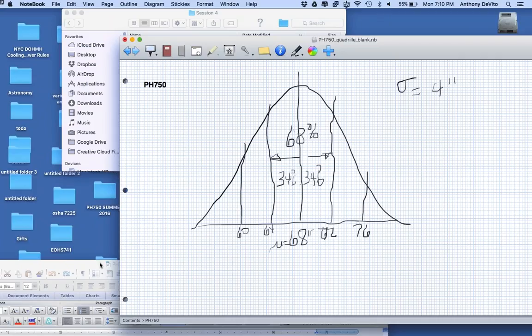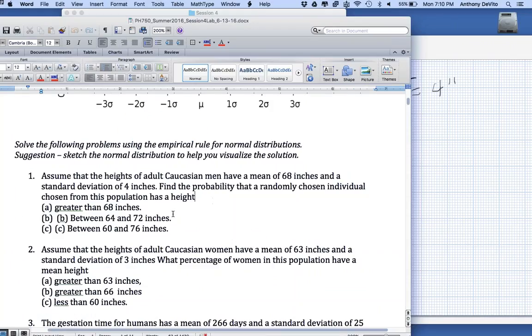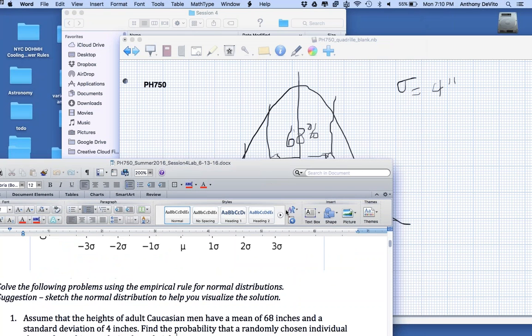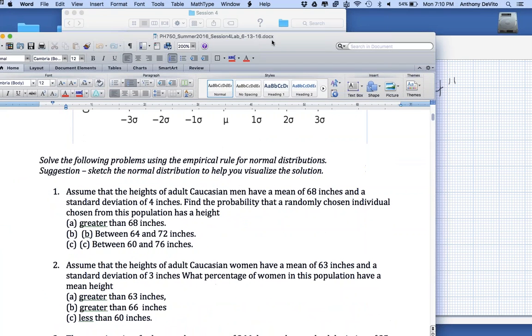So let me go back to my question. My question was, find the probability that a randomly chosen individual is between 64 and 72 inches. Well, 64 and 72 inches, one standard deviation, what's the percentage there? 68%. That's the probability that a randomly chosen person would be in that range. How about between 60 and 76 inches?